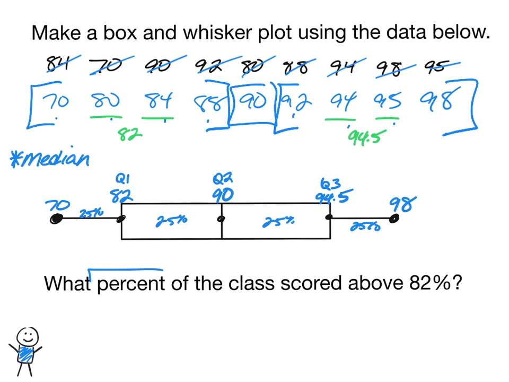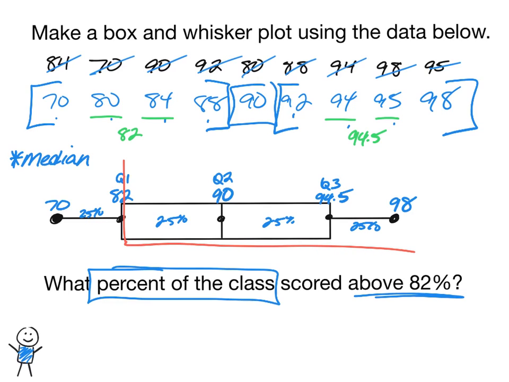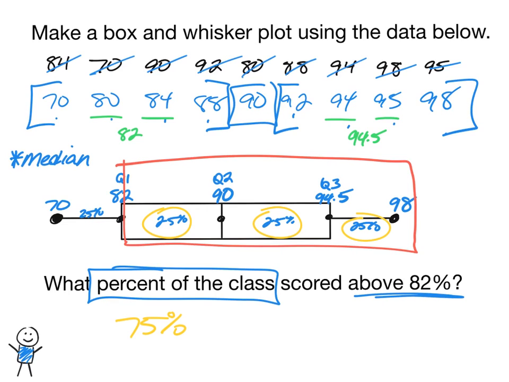The question says, what percent of the class scored above 82%? So I'm looking for what percentage of the class scored in this range that I've highlighted in red. If you think about quartiles, I bet you'll recognize that 25% are here, 25% are here, 25% are here. That means 75% of the class scored above an 82%.